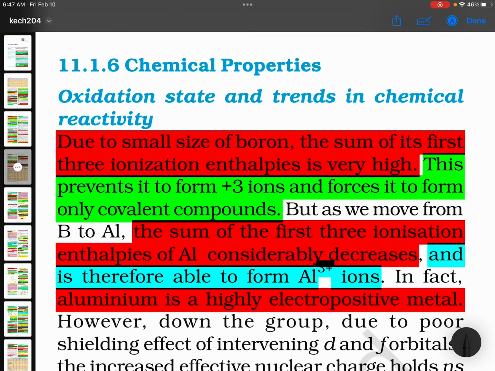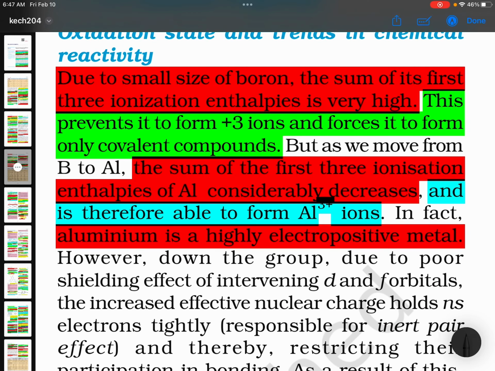NCERT highlights. We are discussing group 13 elements, oxidation state and trends in chemical reactivity. Due to the small size of boron, the sum of its first three ionization enthalpies is very high. This prevents it from forming +3 ions and forces it to form only covalent compounds.